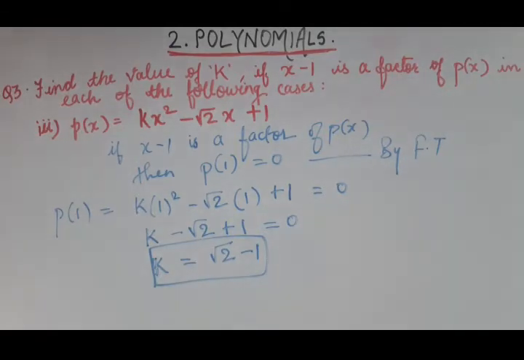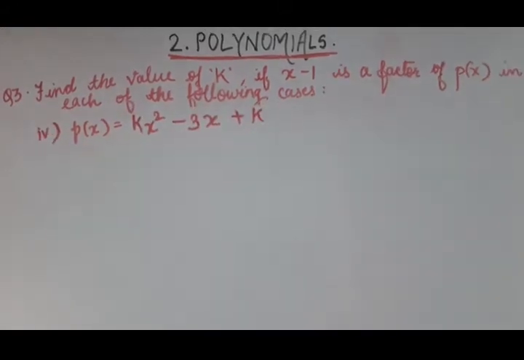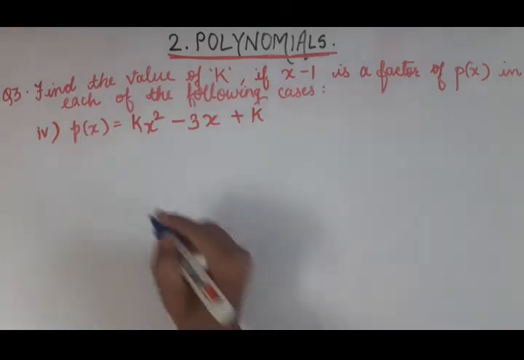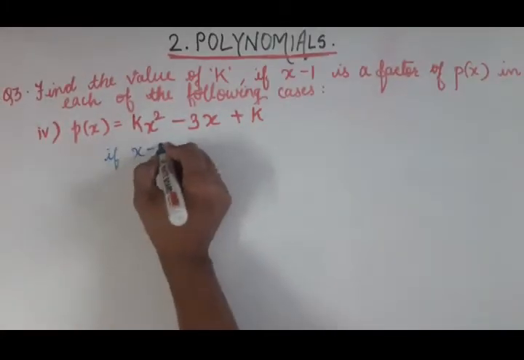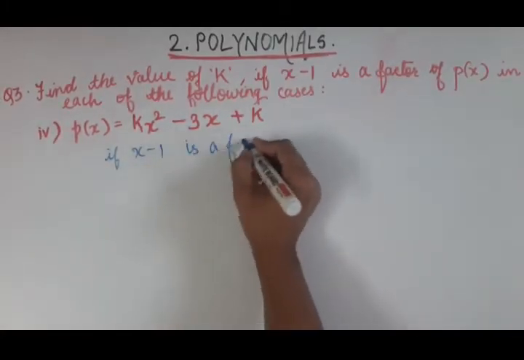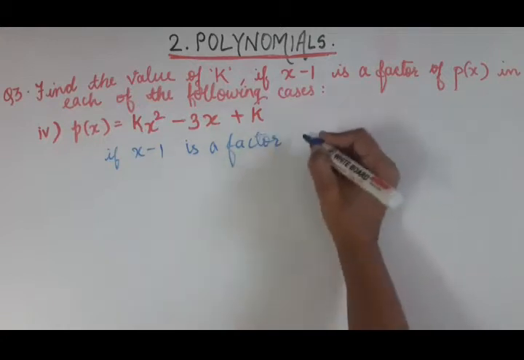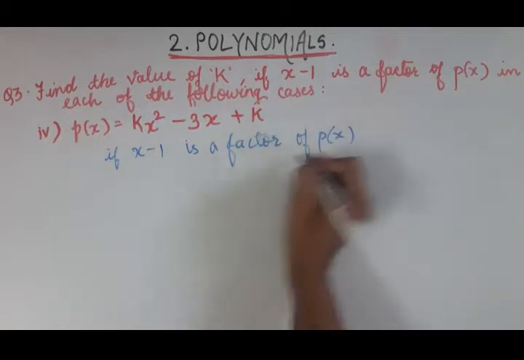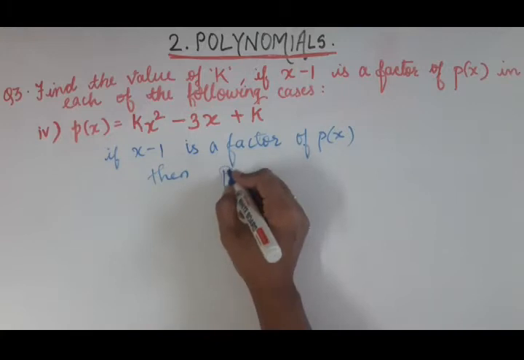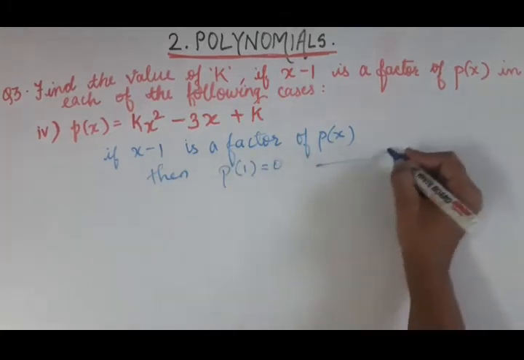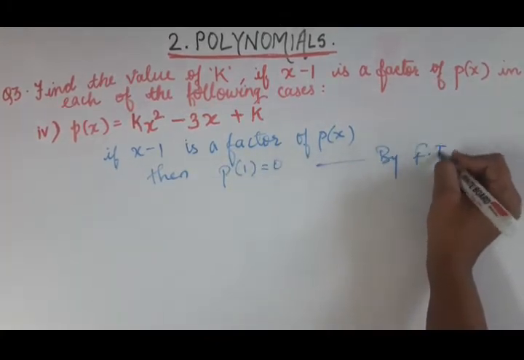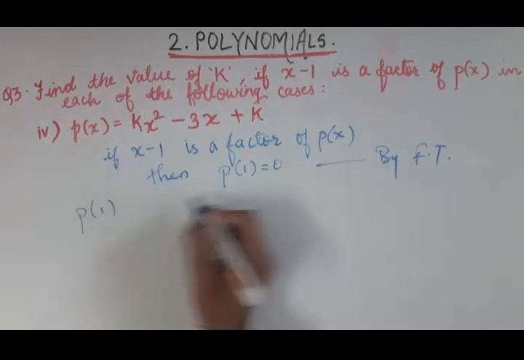Okay, now the last bit of this question is p of x is equal to kx square minus 3x plus k. So here also we need to find the value of k, and we know x minus 1 is a factor. So if x minus 1 is a factor of p of x, then we know p of 1 is going to be 0. This is by the factor theorem. Now find p of 1 and equate that with 0.